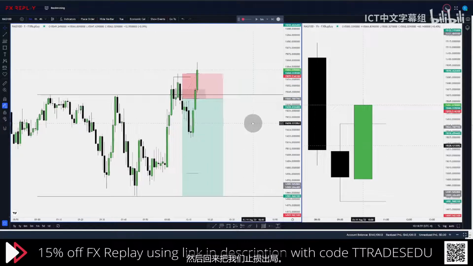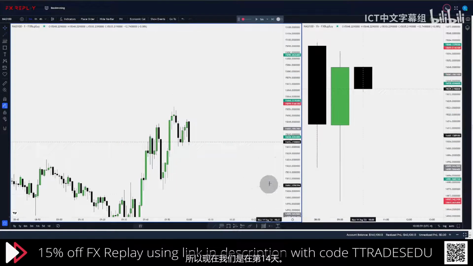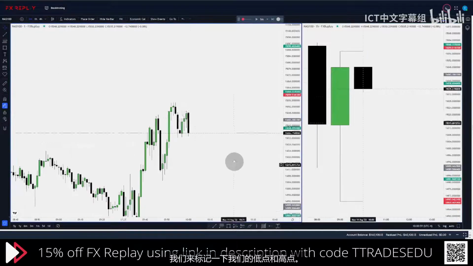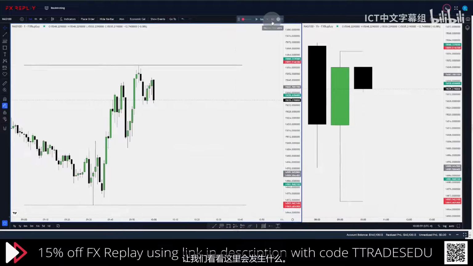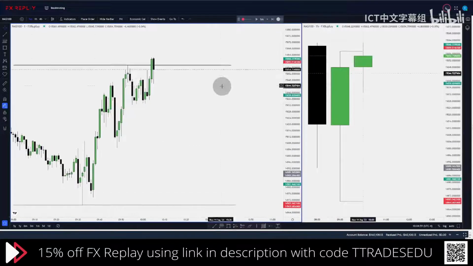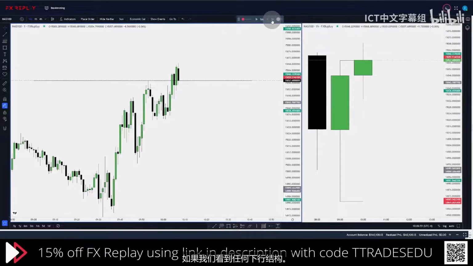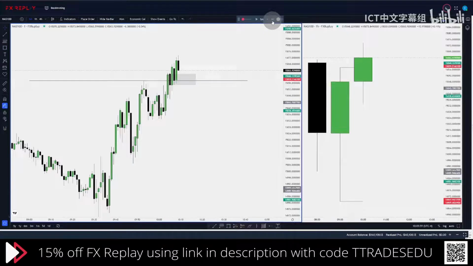And comes back and stops us out. So here we are on the 14th. Mark out our low and our high. And let's see what happens here. Okay, here's a sweep. See if we get any structure down. Not super clean, let's see. Close below there. No.